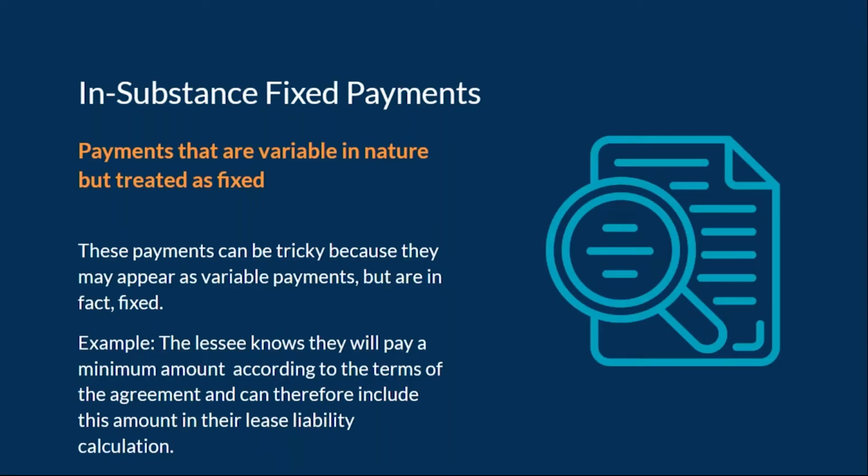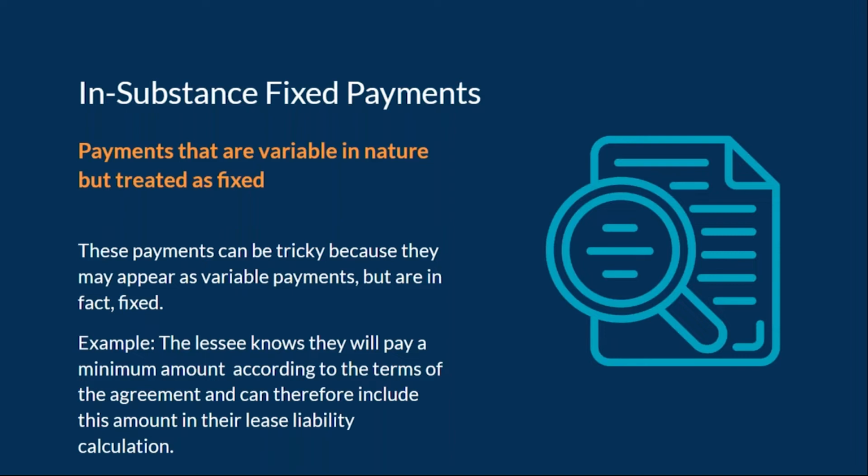In substance fixed payments are the opposite of variable payments presented as fixed payments. These payments may seem like variable payments at first glance. For instance, payments based on a future amount of sales and a required minimum amount. While the amount based on sales is variable and cannot be calculated until sales are known, the minimum required payment is an in-substance fixed payment. The lessee knows the minimum amount owed, regardless of whether the additional sales are made. The minimum amount can be included in the lease liability calculation.